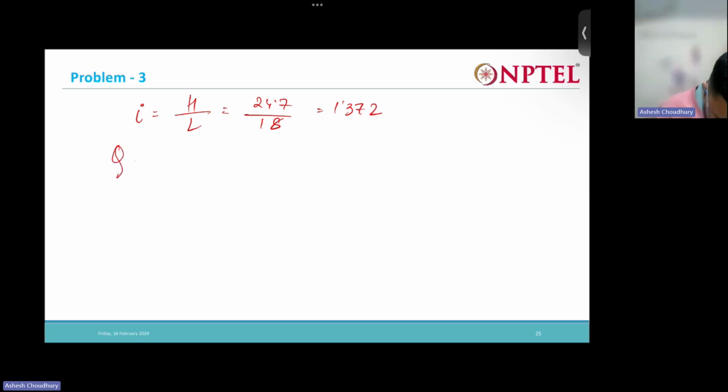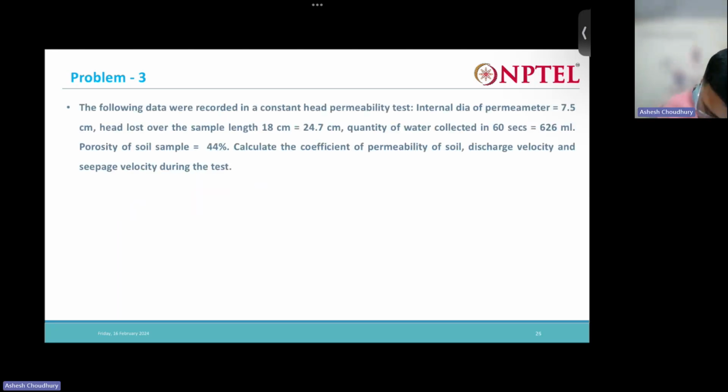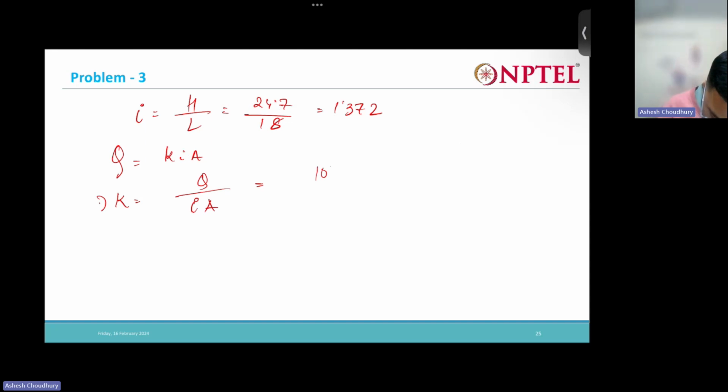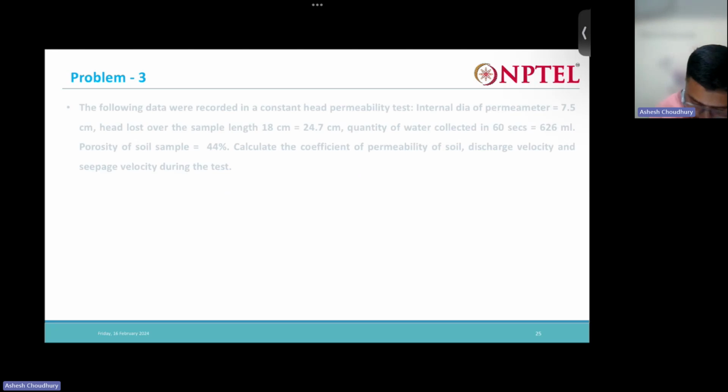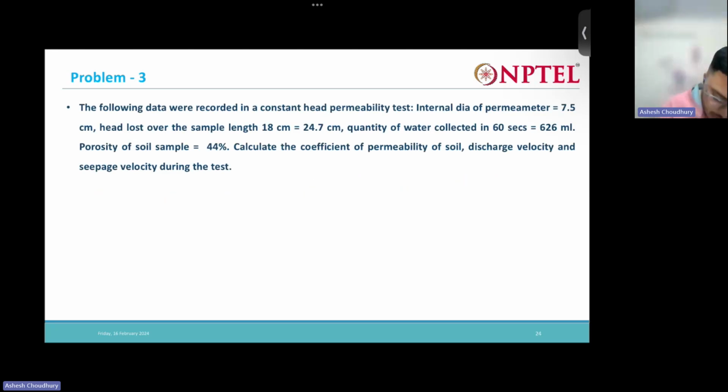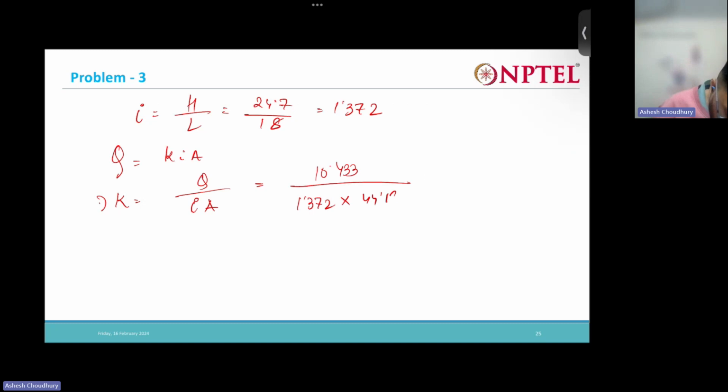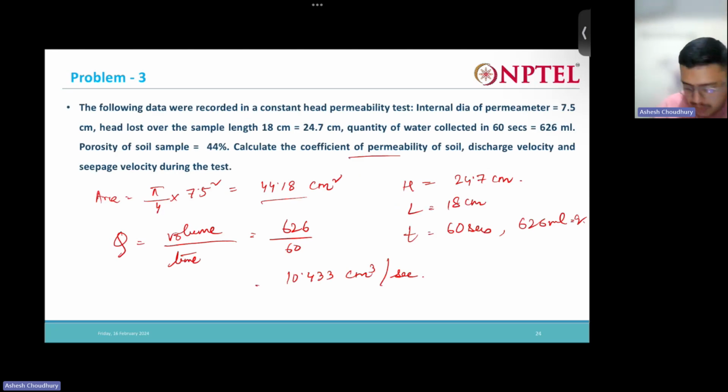So now you know that flow is nothing but KIA. K is Q by IA. Q we calculated as 10.433. I is 1.372, into area. What is the area? 44.18. You put all the values and you get K. So we calculated the coefficient of permeability.